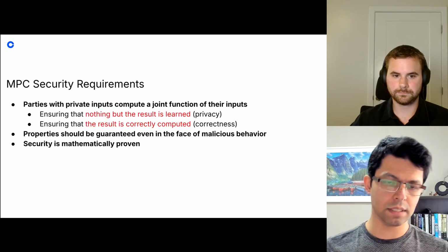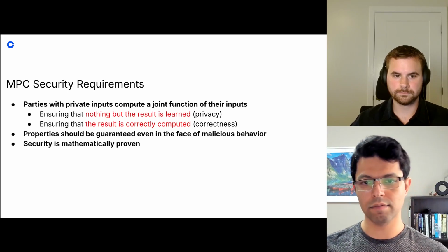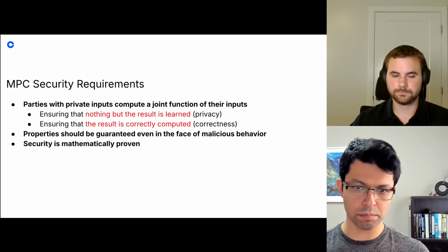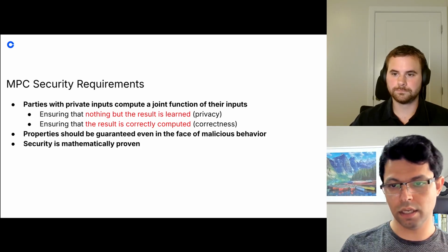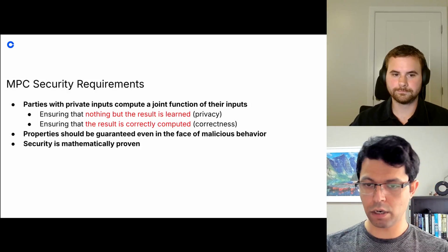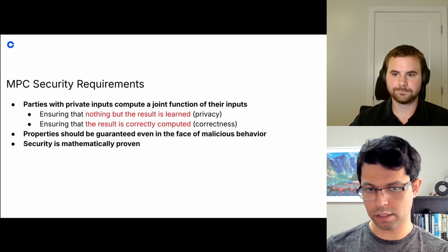So, for example, let's assume that the parties have some number and they want to compute the average of those numbers. So they don't want to leak their own number. That's the privacy part. But at the end, they want to get the proper average. That's the correctness part.